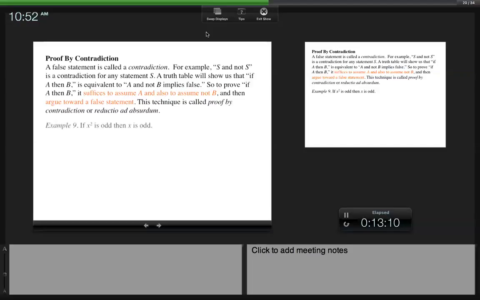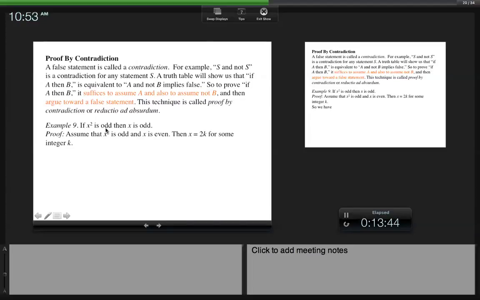Okay. So let's look at some example. If x squared is odd, then x is odd, right? So assume x squared is odd and x is even. So you're saying, I'm going to assume the antecedent is true, but the consequence is what? False, right? So that's what I'm doing over here.